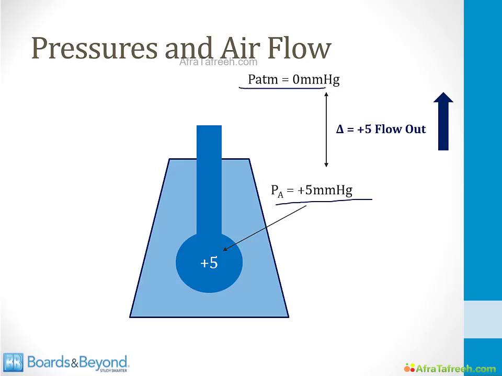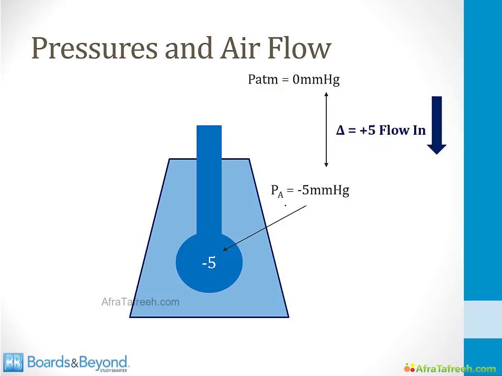Now let's imagine the pressure in the alveoli changes to +5. We still have a pressure of 0 in the atmosphere, so now we have a delta of +5, and air is always going to flow from a high pressure to a low pressure, so this means we're going to get flow out of the lungs. As we'll talk about in a minute, this is what happens at many points in the respiratory cycle.